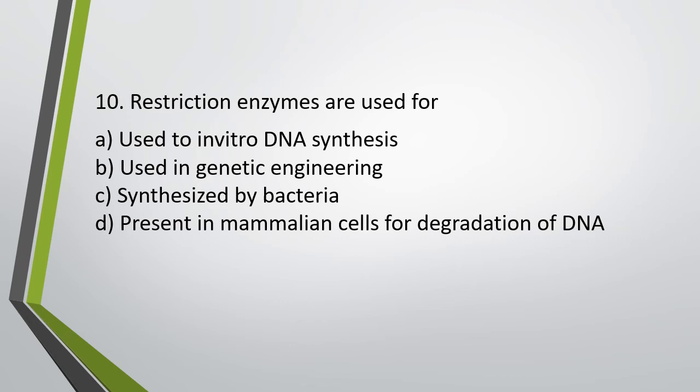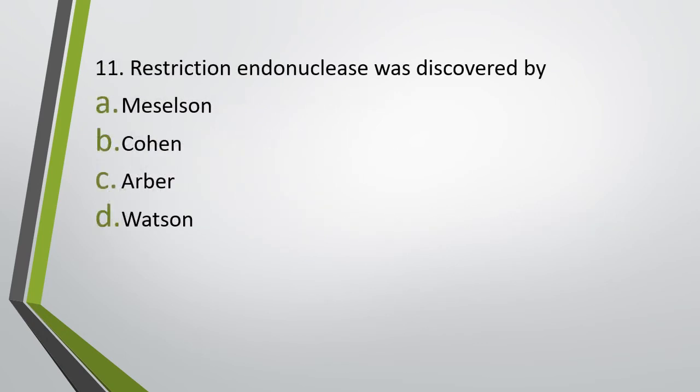Question number 10. Restriction enzymes are option A, used to in vitro synthesize DNA. Option B, used in genetic engineering. Option C, synthesized by bacteria. Option D, present in mammalian cells for degradation of DNA. Correct answer is option B, it is used in genetic engineering.